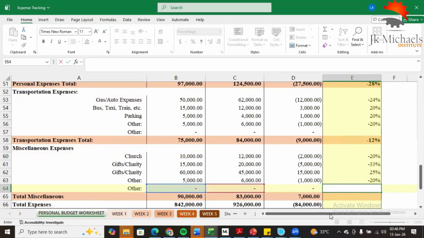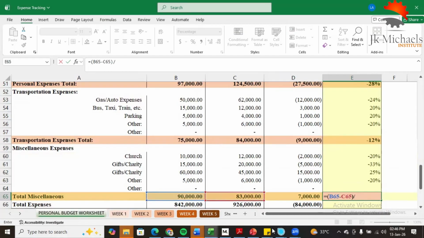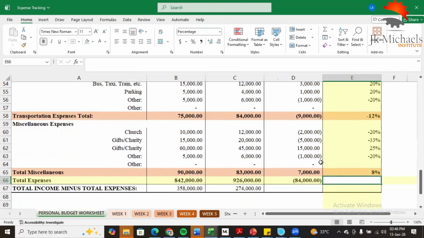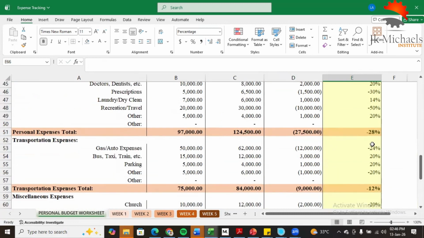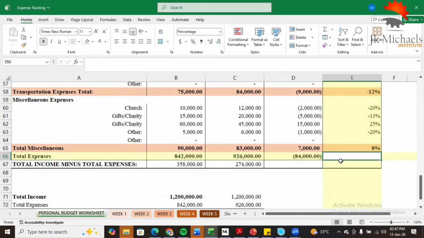Take out the error. And then we have budget minus actual. In this case, we'll see a positive based on the budget. It's a positive 8% savings. So negative means overspend. Positive means savings, right?